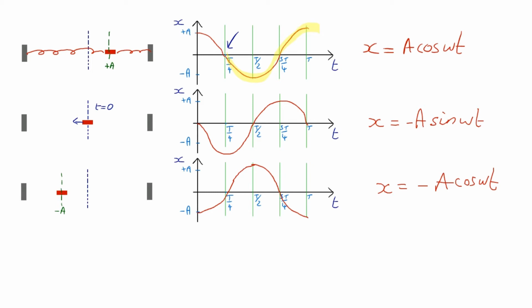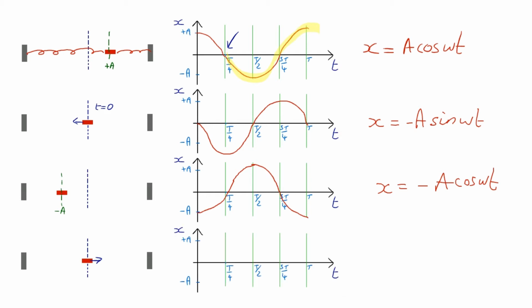And the final possibility, I mean, you could start it anywhere in a cycle, but the last one we'll look at is if we just started the clock when it was at equilibrium but zooming back the other way. Let's see if you can draw the graph. Have a pause of the video if you like. Well, clearly this time it's going to be starting at where the top one was three quarters of the way through its cycle. So this graph is going to look like this shape.